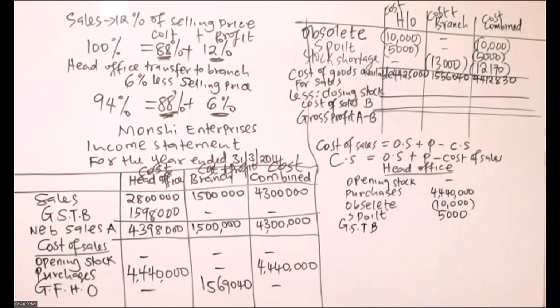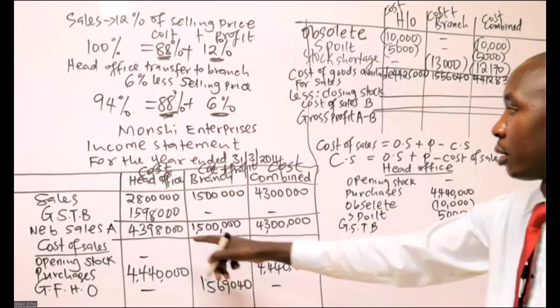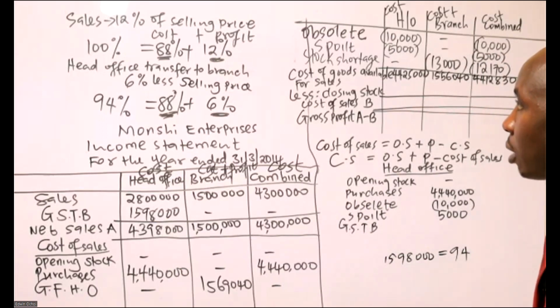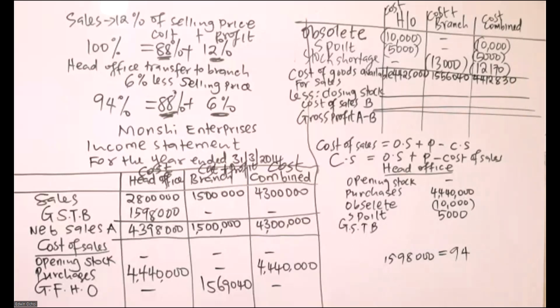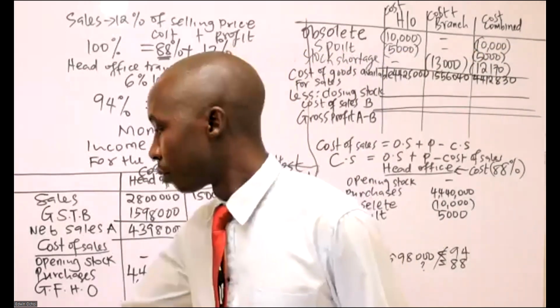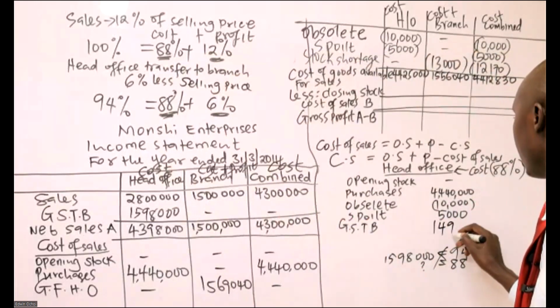So when goods are sent to the branch, the goods of 1,598,000, they are sent at what? 94%. They transfer to branch at 94. But under head office, remember, it's maintained at cost. Head office is maintained at cost, meaning that the cost is 88%. So we need to know what about 88%. So if you cross multiply, what do you have? At 94? 1,496,000. And so that is 1,496,000.